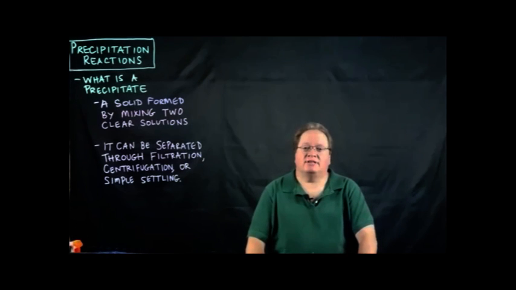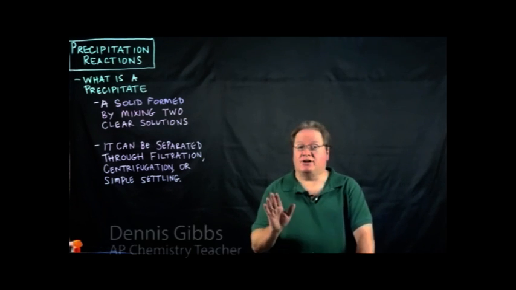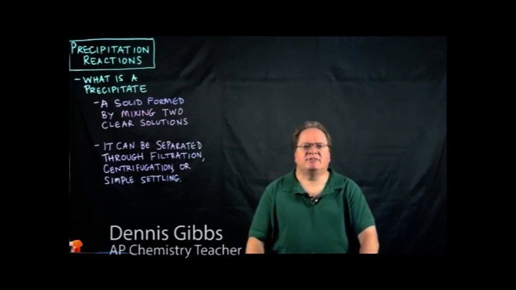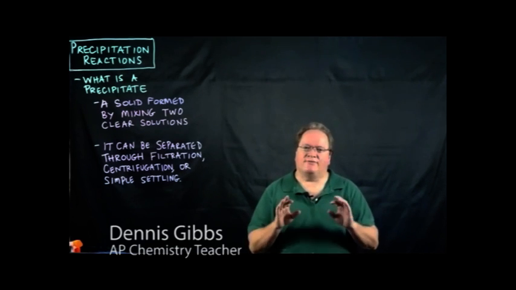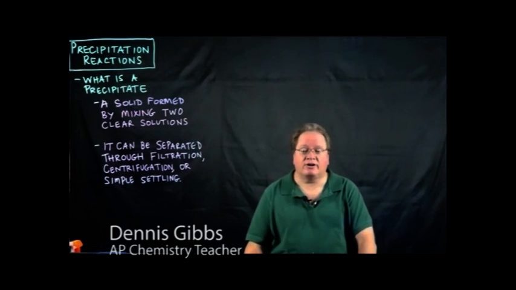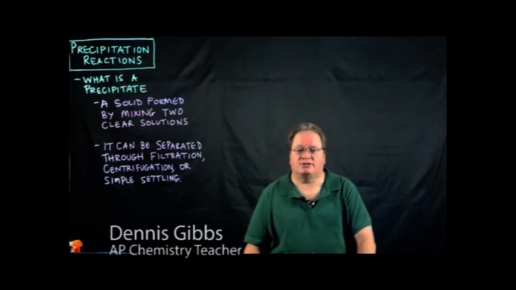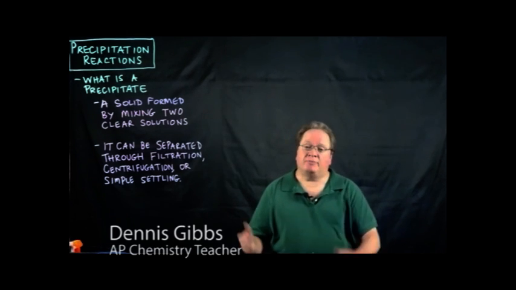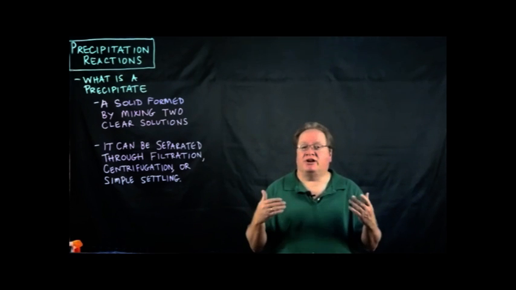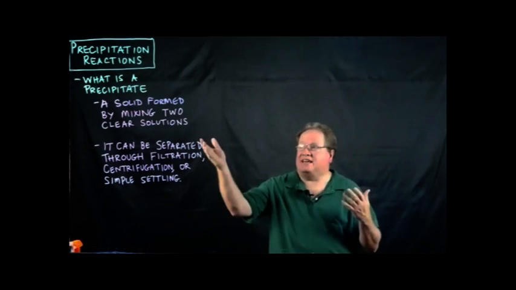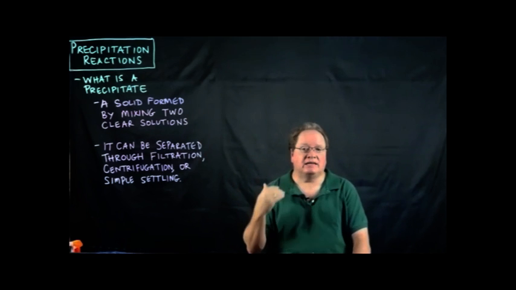Hello again. Today what we're going to do is start talking about some different types of chemical reactions. The first one that we want to discuss is what are called precipitation reactions. A precipitation reaction generates what we call a precipitate. So what exactly is a precipitate?